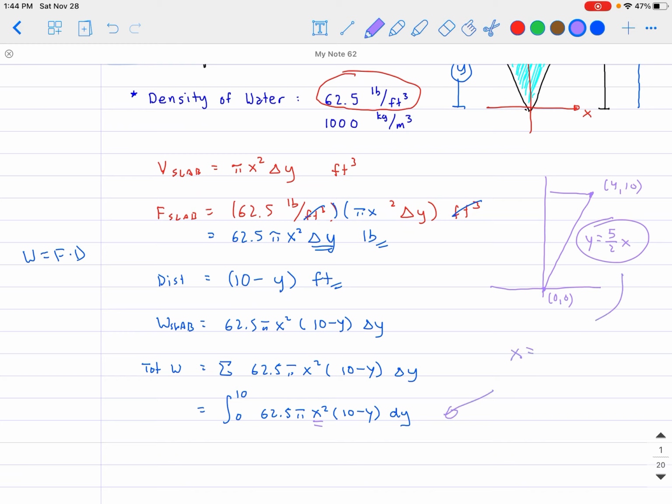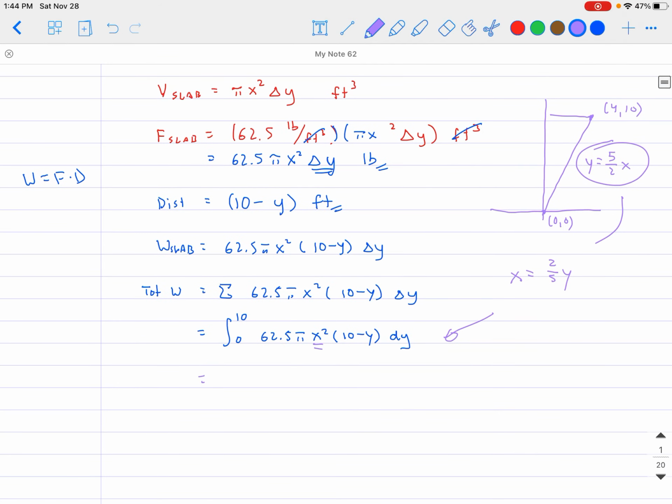So what I'll do is I'm going to go ahead and make that substitution over here. x is equal to 2/5 of y. So as my final substitution, from 0 to 10, 62.5 pi, and then multiply by, looks like it's going to be, 4/25 y squared multiplied by 10 minus y dy. And so if you solve for this integral, the numerical value of it using FTC number 2, and the method probably using like a power rule or something like that. Or if you want, you can use a calculator's numerical integration, but it's probably better if you do it by hand.